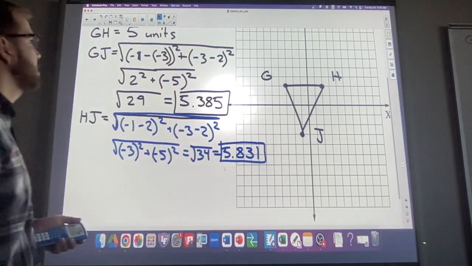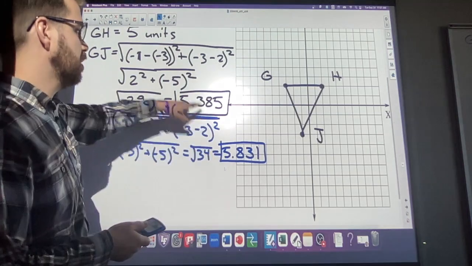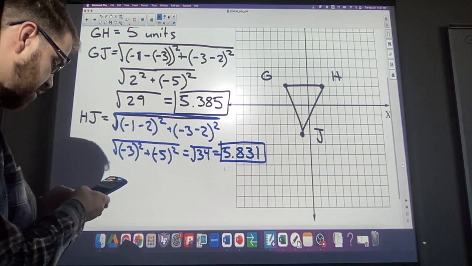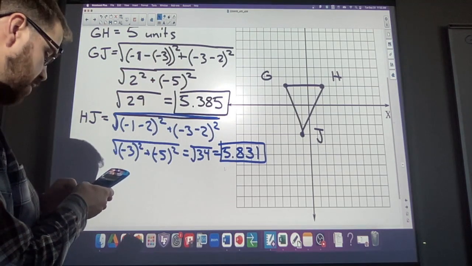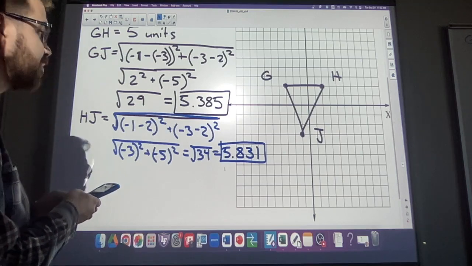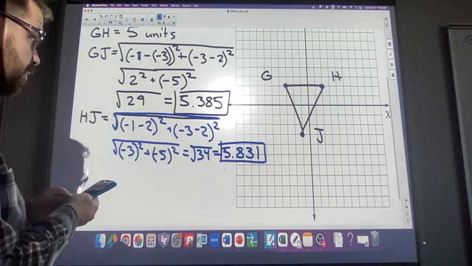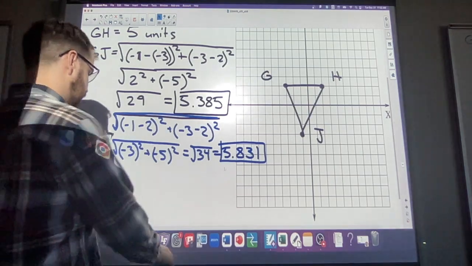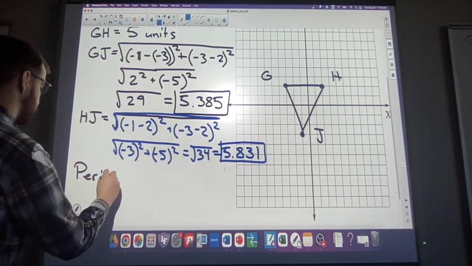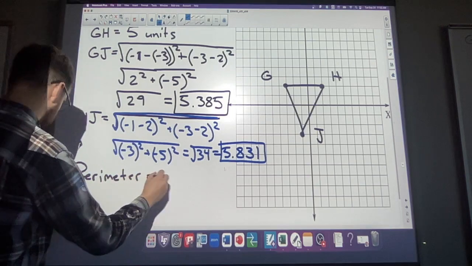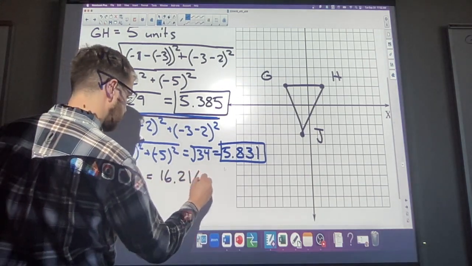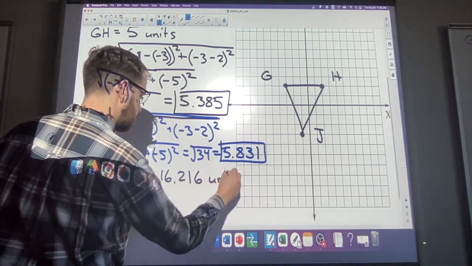All right, got to put it all together. So I got to add these 3 together. So I got 5.831 plus 5.385 plus 5. And I get 16. So the perimeter equals 16.216 units.